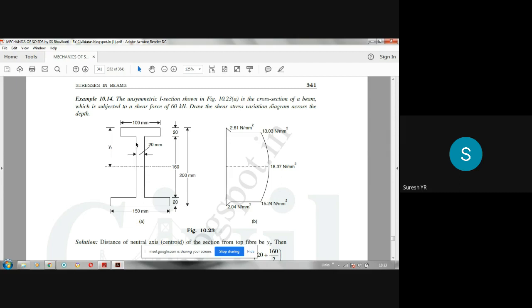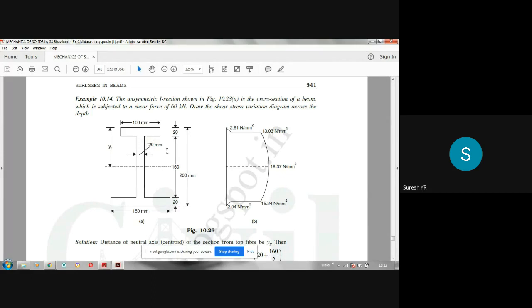Plus A into Y bar for this web portion. Because I am calculating shear stress here, I have to take the area above this, or you can take area below this also and calculate. So web portion area is now 111 minus 20 is the depth, that comes to be 91, 91 into 20. 91 into 20 is the area of this web, into the distance of CG of that web from the neutral axis.